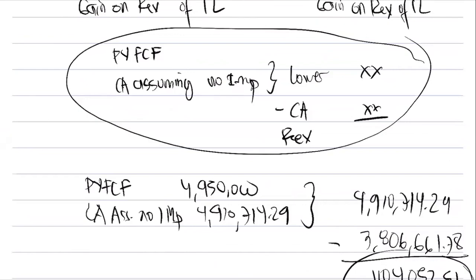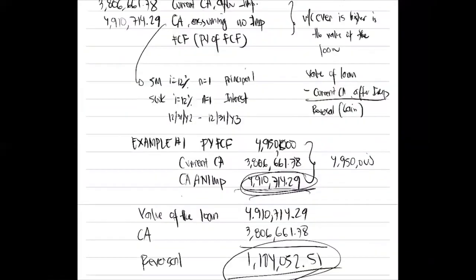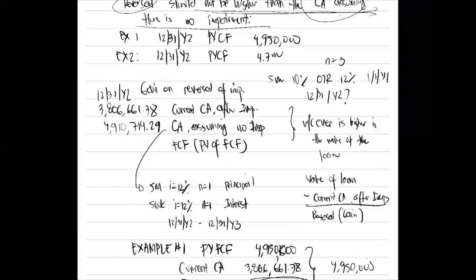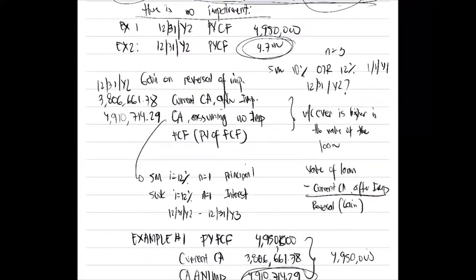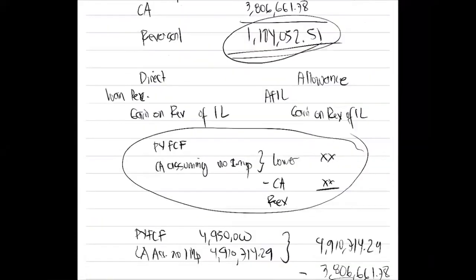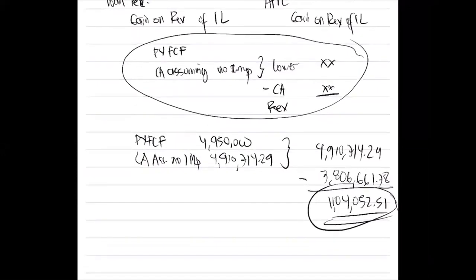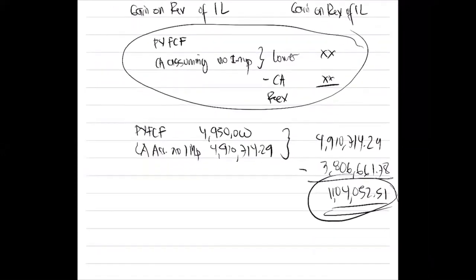We proceed to the second example. Our second example is the present value of cash flows is 4.7 million. So, our present value of future cash flows is 4.7 million. And then our carrying amount, assuming no impairment, is 4,910,714.29. So this is number 1, and this is number 2.